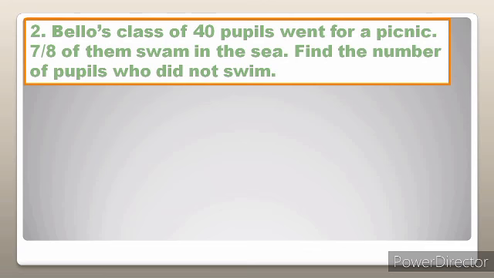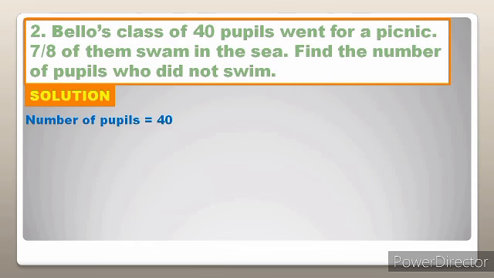Very important. Now we have: Belos class of 40 pupils went for a picnic. 7/8 of them swam in the sea. Find the number of pupils who did not swim. So our solution, the number of pupils in Belos class are 40. Now 7/8 of them swam in the sea.